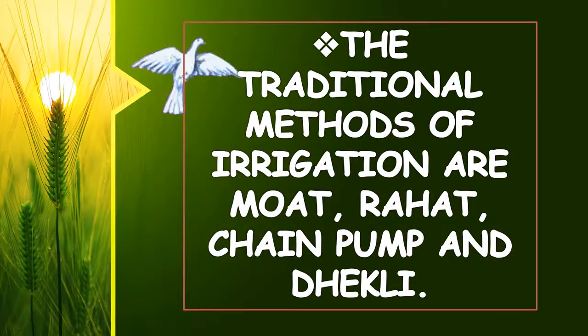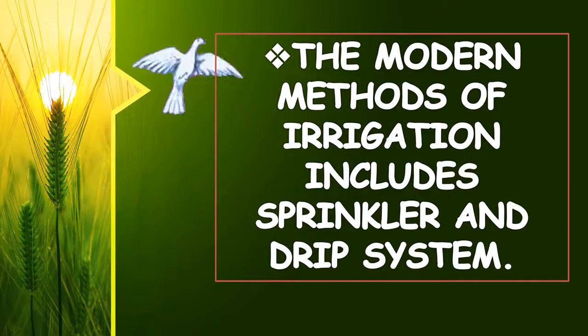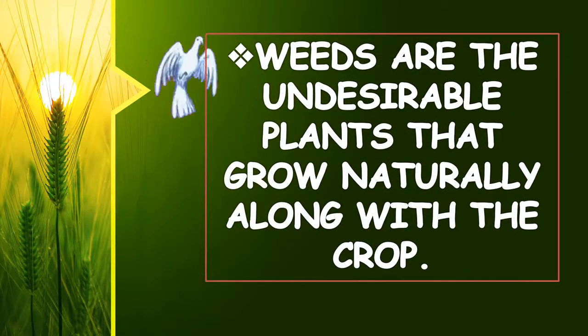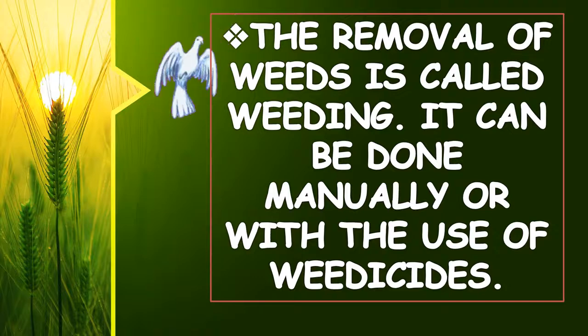The traditional methods of irrigation are moat, rahat, chain pump and dhekli. The modern methods of irrigation include sprinkler and drip system. Weeds are the undesirable plants that grow naturally along with the crop. The removal of weeds is called weeding. It can be done manually or with the use of weedicides.